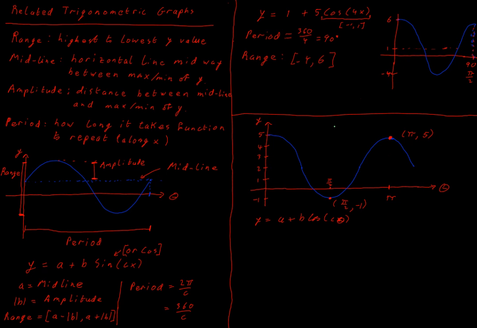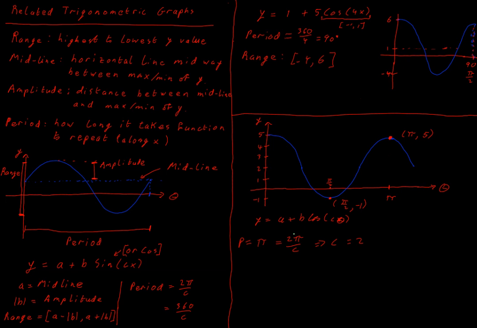However, if I know the period is pi, and I'm dealing with radians this time, so I'm going to deal in radians, I can put my period is equal to pi is equal to 2 pi all over c. Rearranging this formula, you'll get that c is equal to 2. I leave it that you are able to rearrange that. So we know c is 2 either by arguing it out or by using our formula.